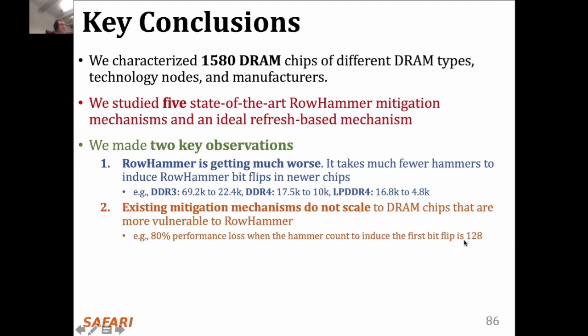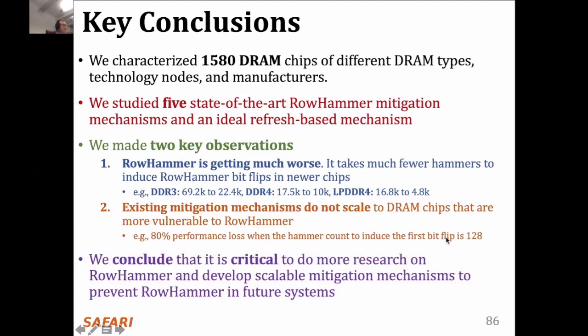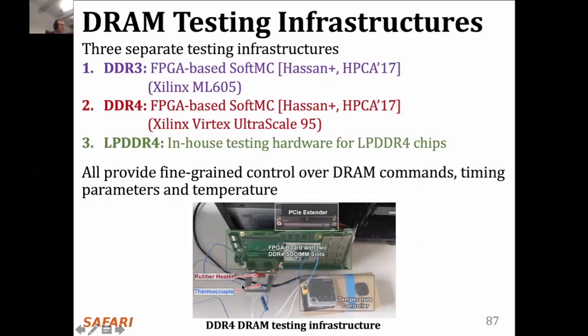So if they actually see RowHammer bit flips with 128 hammers, then we get 80% performance loss. I'm going to show you, of course, hopefully we will not get there, or maybe scaling will not continue once we get there. But this is a scaling study, as you could see. It's a vulnerability modeling study. And basically the conclusion is it's critical to do more research on RowHammer and develop scalable mitigation mechanisms to prevent RowHammer in future systems. So let me give you a very brief overview.